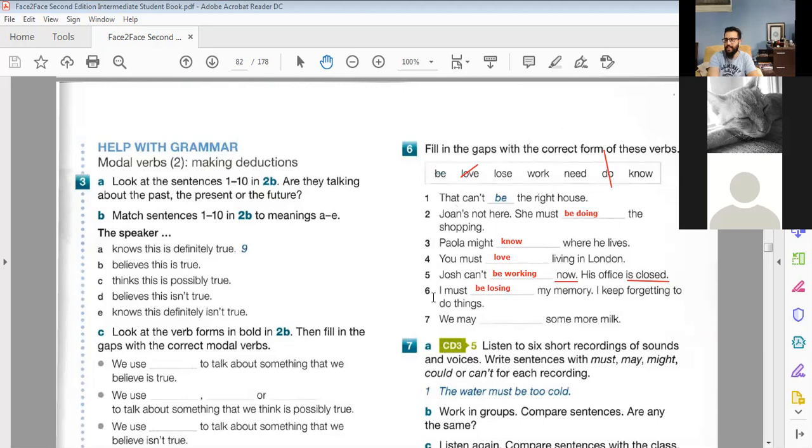All right, number seven, the last one. We may need some more milk. Yeah, I think that's it. We may need some milk. And you can obviously see it's a statement.